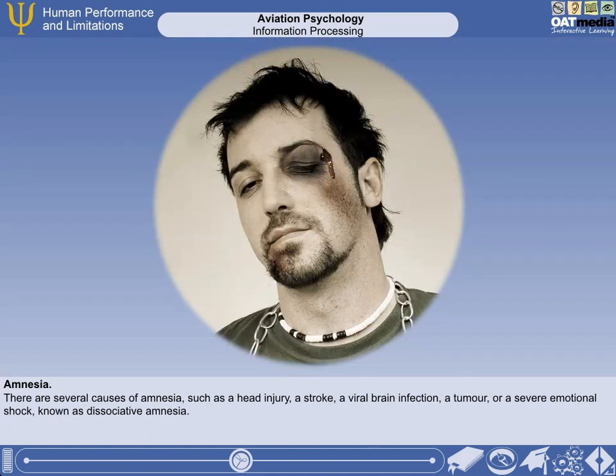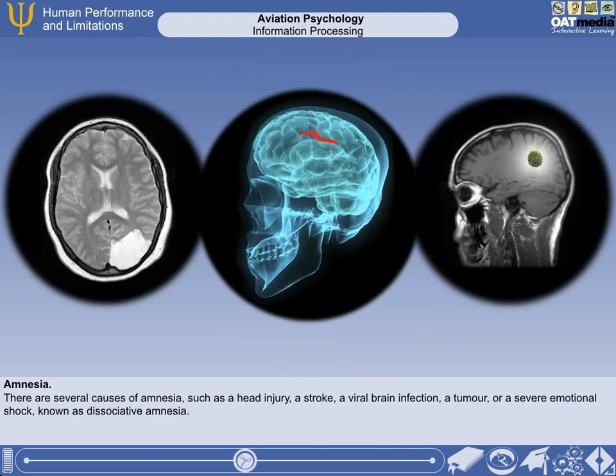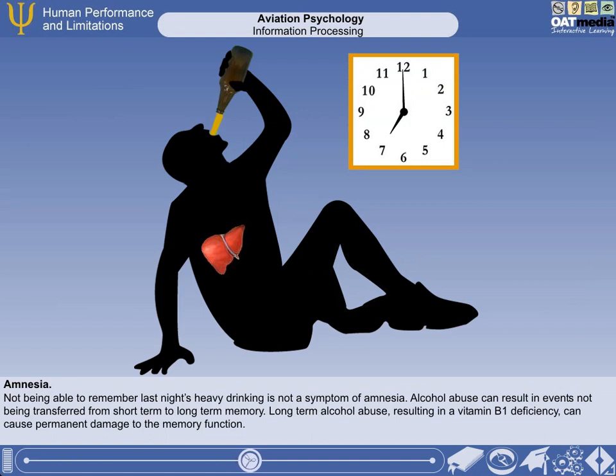There are several causes of amnesia, such as a head injury, a stroke, a viral brain infection, a tumor, or a severe emotional shock, known as dissociative amnesia. Not being able to remember last night's heavy drinking is not a symptom of amnesia. Alcohol abuse can result in events not being transferred from short-term memory to long-term memory. Long-term alcohol abuse, resulting in a vitamin B1 deficiency, can cause permanent damage to the memory function.